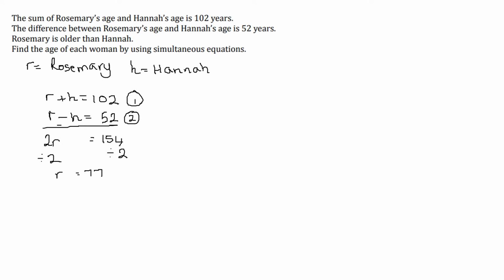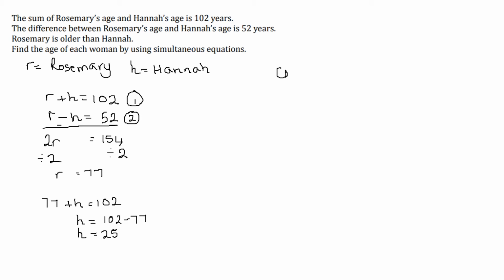So if we substitute r equals 77 into our first equation, we're going to get 77 plus h equals 102. So therefore h will equal 102 minus 77, because we're going to subtract 77 from both sides. So h will be equal to 25.